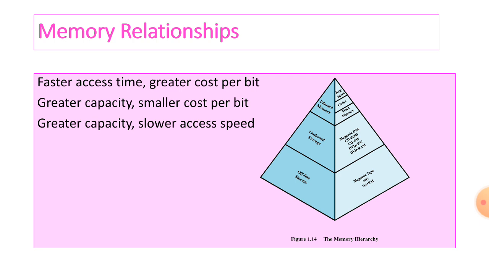The memory relationship can be represented this way also: faster access time, greater cost per bit; greater capacity, smaller cost per bit; greater capacity, slower access time. But we can't achieve faster access time, smaller cost per bit, and greater capacity all at once.